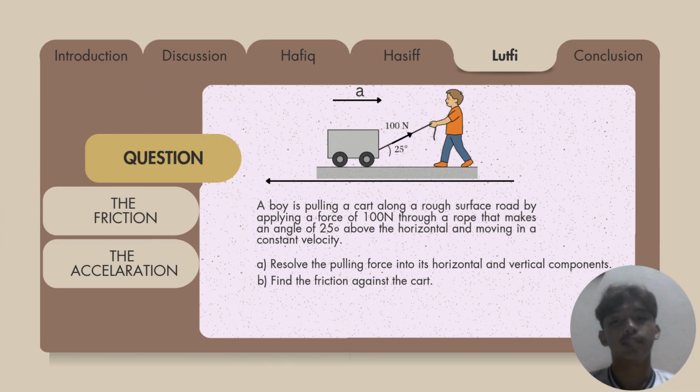Hi everyone, my name is Muhammad Azim and this is my question. So the first thing is let's take a look and read the question together. A boy is pulling a cart along a rough surface road by applying a force of 100 Newton through a rope that makes an angle of 25 degrees above the horizontal and moving at a constant velocity. So the question asks us to find two things: the first is to resolve the pulling force into its horizontal and vertical components, and the other is to find the friction against the cart.